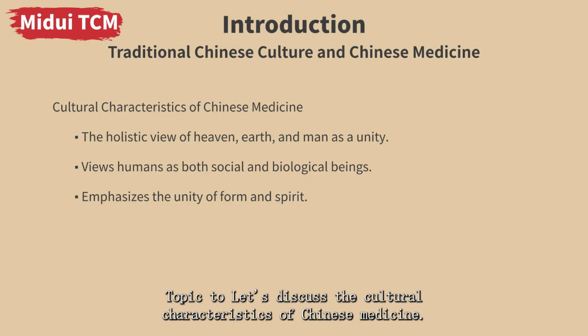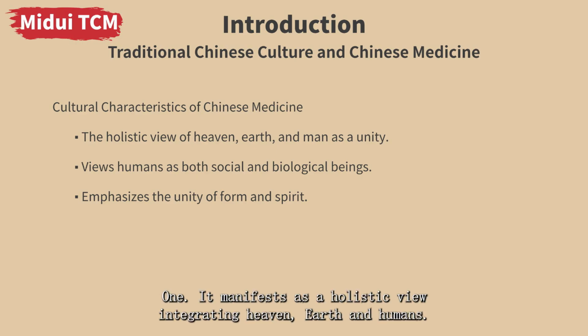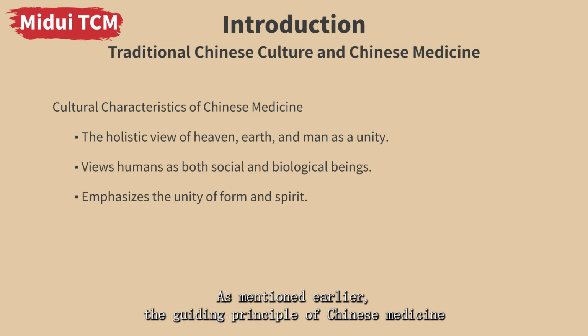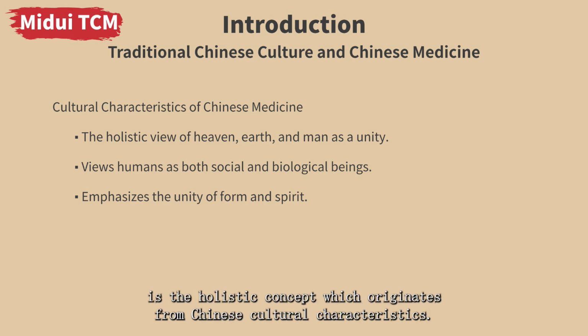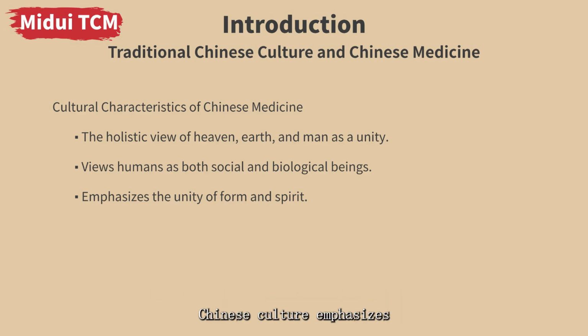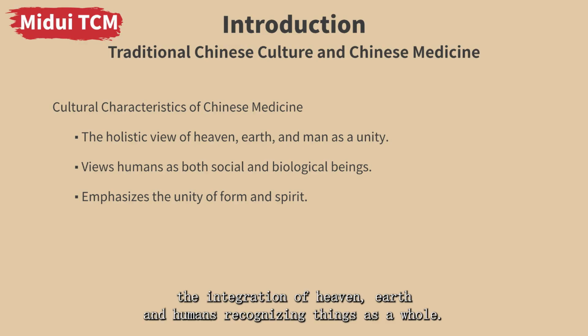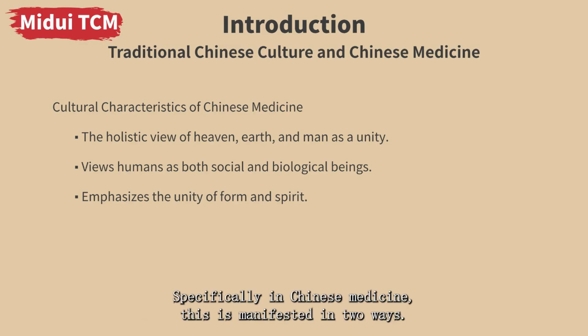Topic 2. Let's discuss the cultural characteristics of Chinese medicine. 1. It manifests as a holistic view integrating heaven, earth, and humans. As mentioned earlier, the guiding principle of Chinese medicine is the holistic concept, which originates from Chinese cultural characteristics. Chinese culture emphasizes the integration of heaven, earth, and humans, recognizing things as a whole. Specifically, in Chinese medicine, this is manifested in two ways.